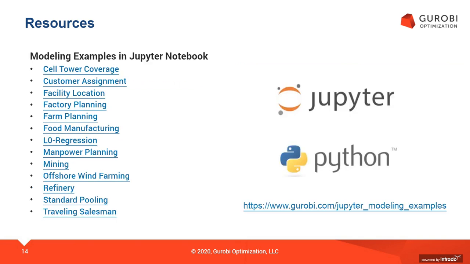Finally, I want to also mention the modeling examples, because not only for those that I just mentioned, we have actual web applications that you can go through, but we have implemented several more as Jupyter notebooks that you can find again on our website. And there you will find even things that some data scientists might be more familiar with, like L0 regression, that really show how even for data science problems, optimization can be applied.